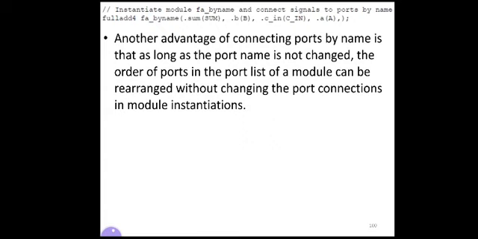Another advantage of connecting ports by name is that as long as the port name is not changed, the order of the ports in the port list of a module can be rearranged without changing the port connection in the module instantiations. So here is the advantage of connecting the ports by name. So what is the advantage? If you are not changing the name, the order of that port in the port list of a module can be rearranged. You can rearrange them. First position, second position, you can change it. There is no problem unless and until you change the name.